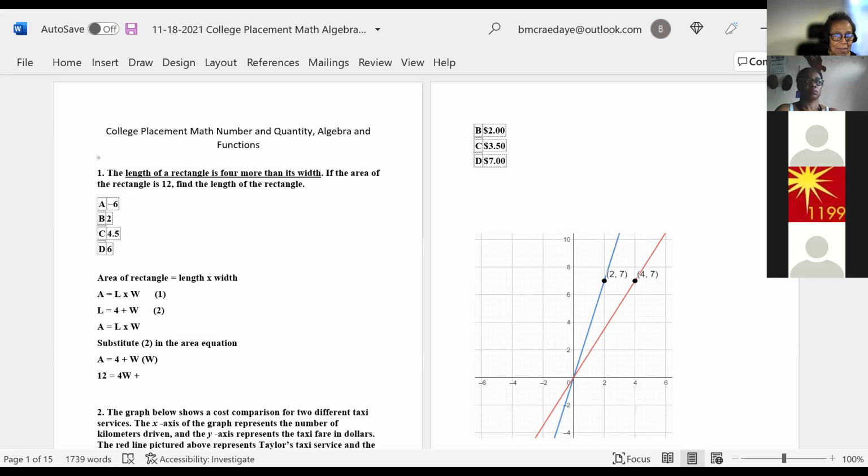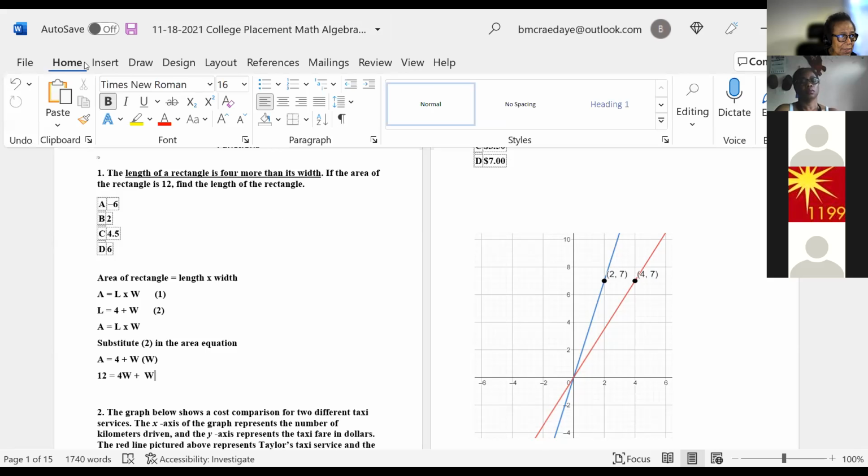So what's the answer? W to the second power. Yes, W to the second power. So this would be W to the second power.